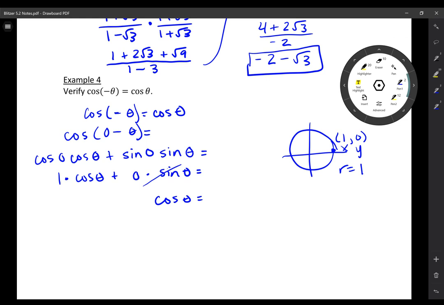So we have proved this identity. We have verified the identity that it actually works. So I thought that was kind of a cool application as well.